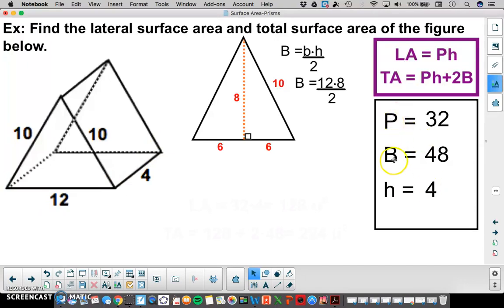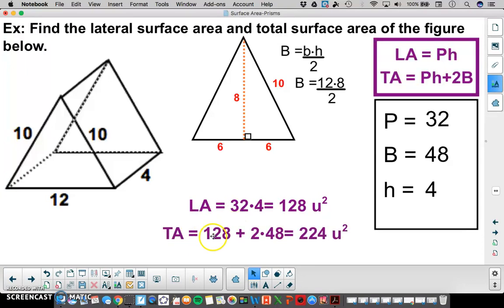Now that I have P, B, and H, I just have to plug those into my formulas. So lateral area is going to be 32 times 4, which is 128 square units. Then I take the total area, which is PH, which was 128, plus 2 times 48, and I get 224 square units.